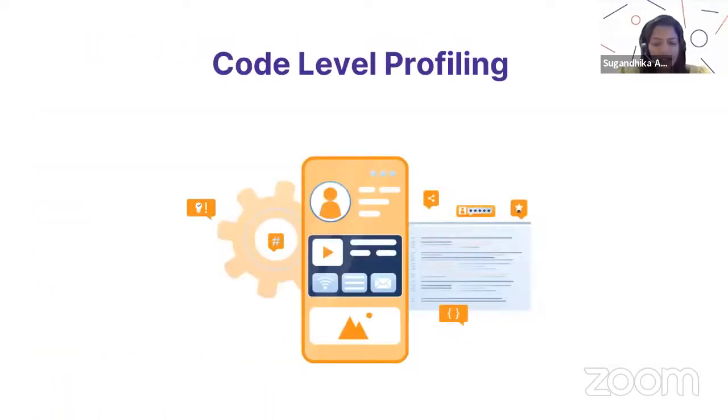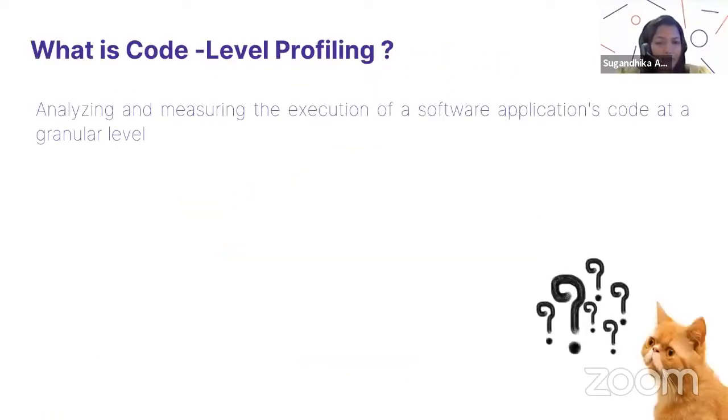So we'll start with the code level profiling. You may have heard, but what is code level profiling? Code level profiling is an early performance testing technique to evaluate the code. It will help to analyze and measure the execution of a code at a granular level. That's the most important, at a granular level.